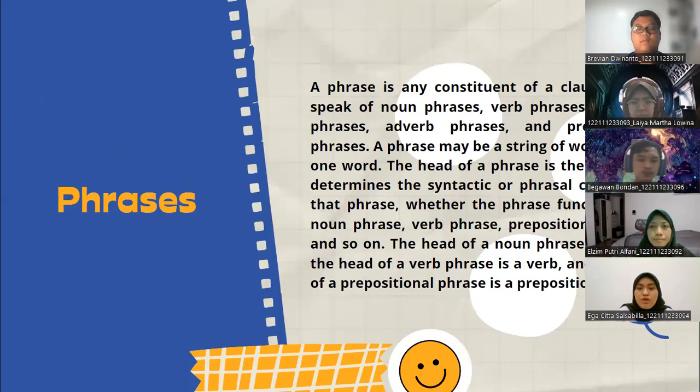The head of a phrase is the word that determines the syntactic or phrasal category of that phrase, whether the phrase functions as a noun phrase, verb phrase, prepositional phrase, and so on. The head of a noun phrase is a noun, the head of a verb phrase is a verb, and the head of a prepositional phrase is a preposition.